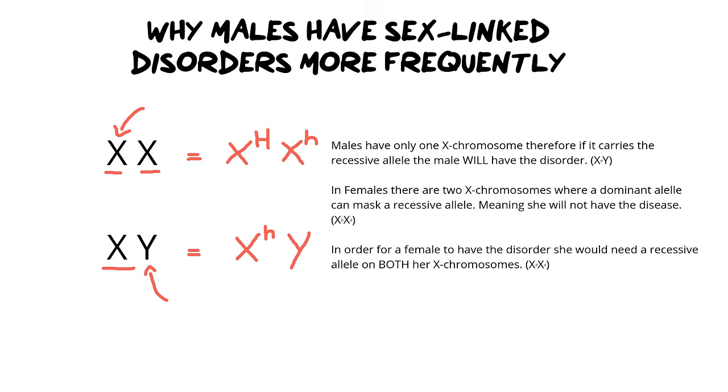So how do we explain this? Well, males only have one X chromosome. Therefore, if it carries the recessive allele, the male will have the disorder. Here's an example of what it would look like. In females, there are two X chromosomes, where a dominant allele can mask the recessive allele, meaning she will not have the disorder. And that's what this can look like. Often we call these individuals carriers.